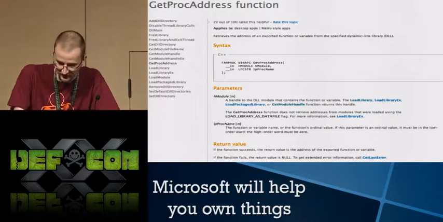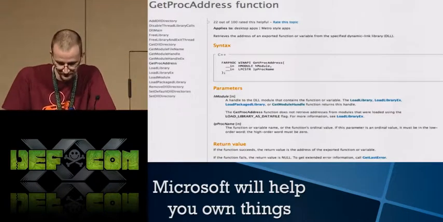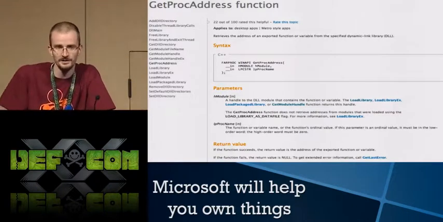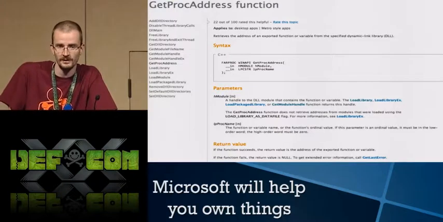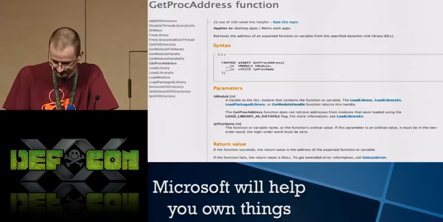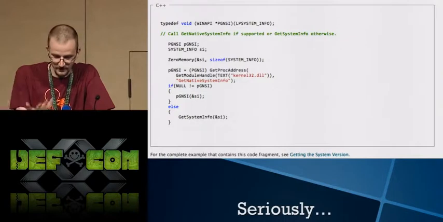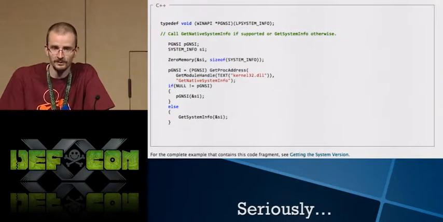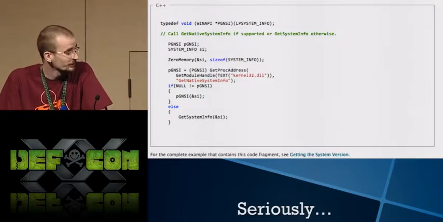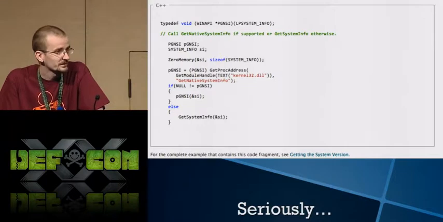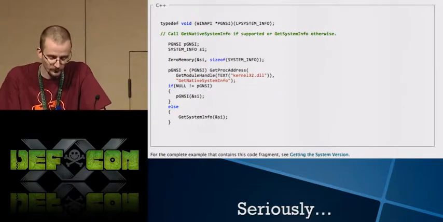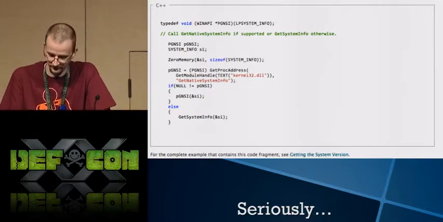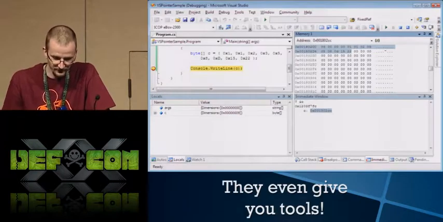It's kind of like Microsoft wants to help you own their systems. I don't know how well you can see that, but there's the definition of the function. It looks very similar to the function definitions we have in that Railgun code, right? Seriously, right there they give you an example down at the bottom of the page of what that C code looks like. It's like they give you a walkthrough and hold your hand through doing all of this. They even give you great tools.